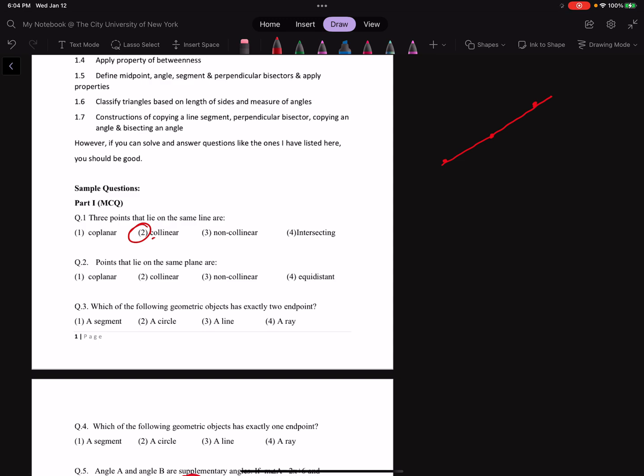Points that lie on the same plane. A plane is obviously a combination of points. So if you have 3 points on the same plane, what do you call them? That's coplanar. All right.